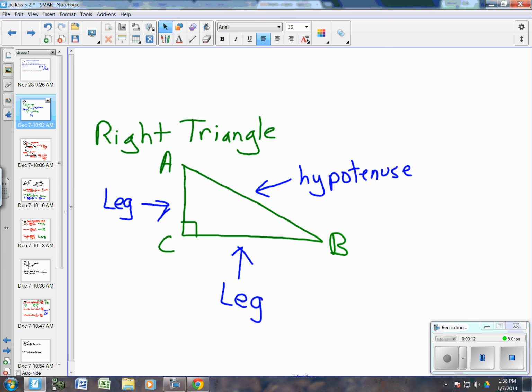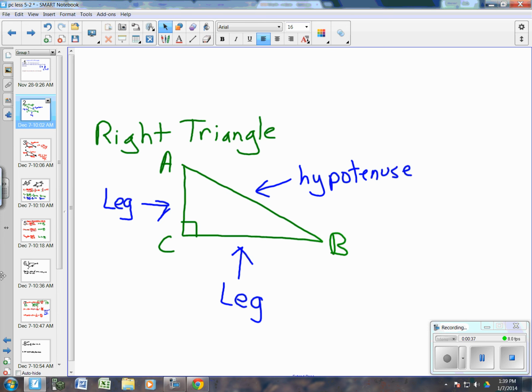Okay, so I need you to know which side is always the hypotenuse. I get a few students every year that can't ever get this straight. How many of you know what a hypotenuse is? How do you determine the hypotenuse of a triangle? Which side's the hypotenuse? Opposite what? Opposite of the right angle. That's how I do it. Here's the right angle, opposite from it.